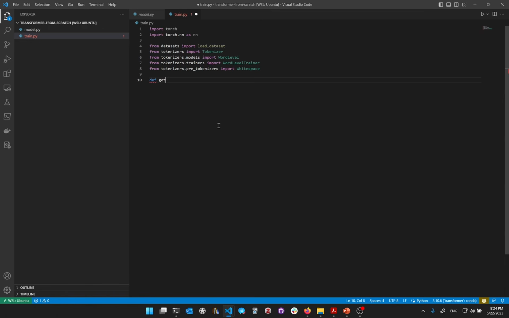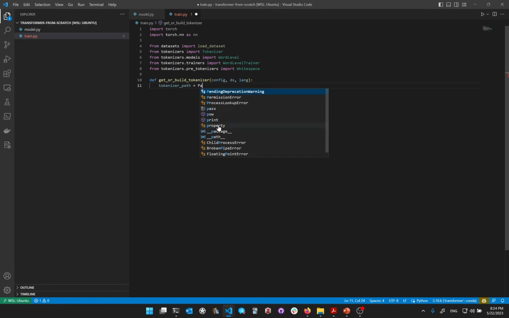So let's first make the method that builds the tokenizer. We will call it get or build tokenizer. And this method takes the configuration, which is the configuration of our model. We will define it later. The dataset and the language for which we are going to build the tokenizer. We define the tokenizer path, so the file where this tokenizer will be saved. And we do it with Path of config.